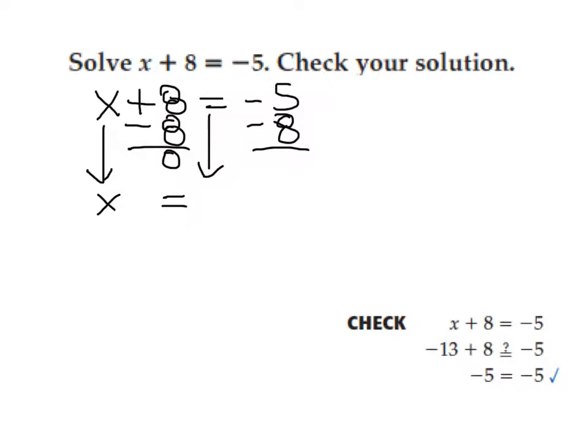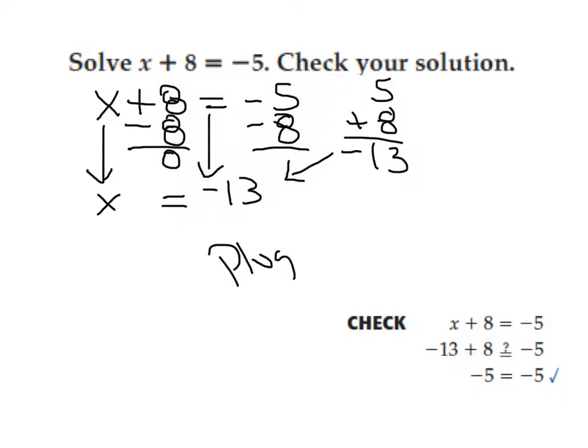Now we just have to do a little bit of work here. We have a negative 5 and a negative 8. The signs are both the same, so I'm going to add 5 and 8, which gives me 13. Since the signs are both negative, I'm going to keep the negative. So negative 13 is the answer. Now how do I check? This is where we plug and chug.